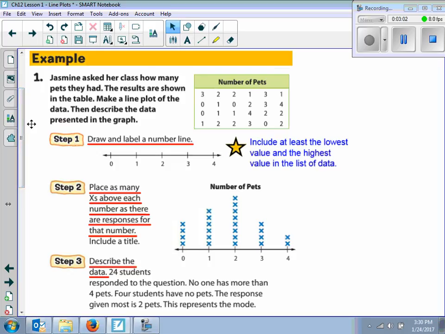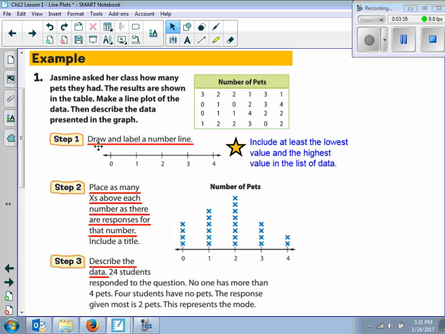So it says Jasmine asked her class how many pets they had. The results are shown in the table. Make a line plot of the data, then describe the data presented in the graph. Now, look at this example. What are they missing that I would like for you to start with? The table. With the tallies, the frequency table, okay? So when you do your homework, I want you to start with a frequency chart. Is everybody clear? Yeah. Okay.